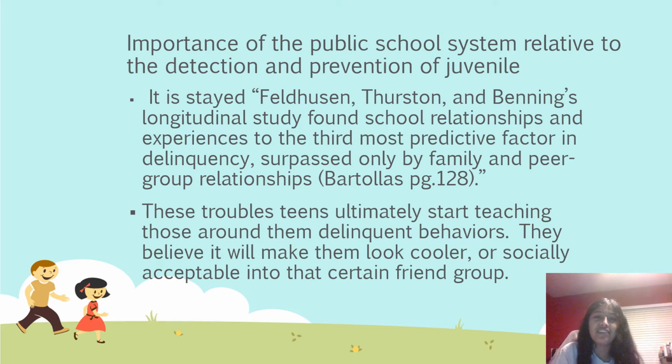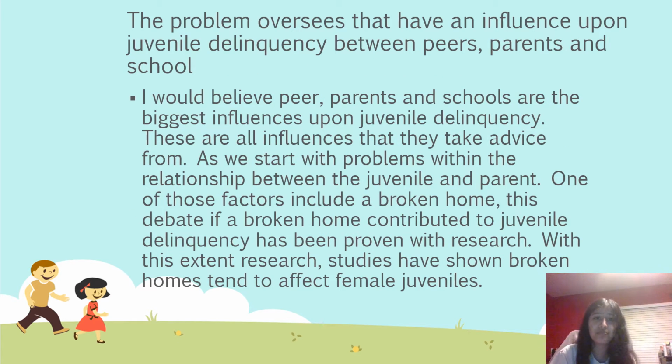It is stated, Feldhausen, Thurston, and Binning's longitudinal study found school relationships and experiences to be the third most predictive factor in delinquency, surpassed only by family and peer group relationships. These troubled teens ultimately start teaching those around them delinquent behaviors. They believe it will make them look cooler or socially acceptable into that third group.